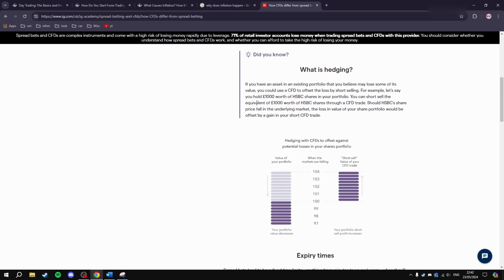If you have an existing portfolio that you believe may lose some of its value, you could use your CFD to offset the loss by short selling. For example, let's say you hold £1,000 worth of HSBC shares in your portfolio. You can short sell the equivalent of £1,000 worth of HSBC shares through a CFD trade. Should the HSBC share price fall in the underlying markets, the loss in value of your share portfolio will be offset by a gain in your short CFD trades.